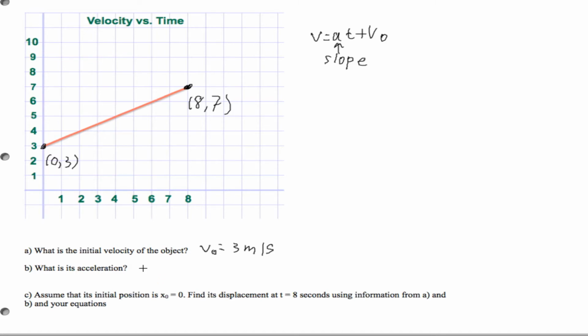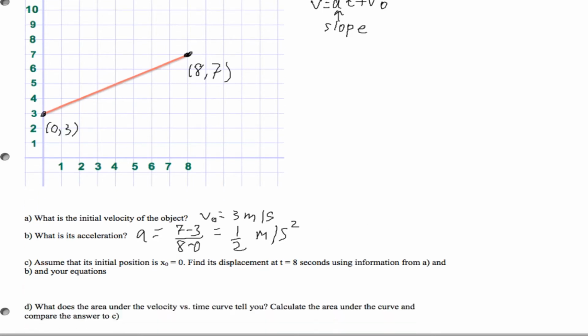So when I go ahead and get the acceleration, that's going to be 7 minus 3 over 8 minus 0. And that's giving me an acceleration of 1/2. And if I want to get units on there, that's meters per second squared. Okay.